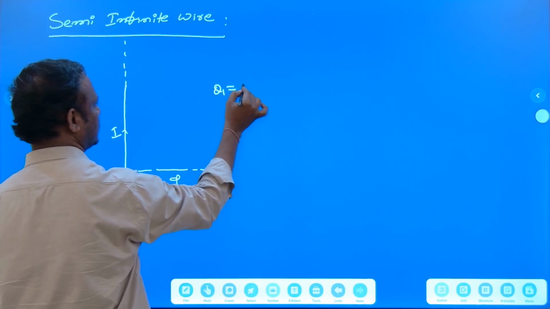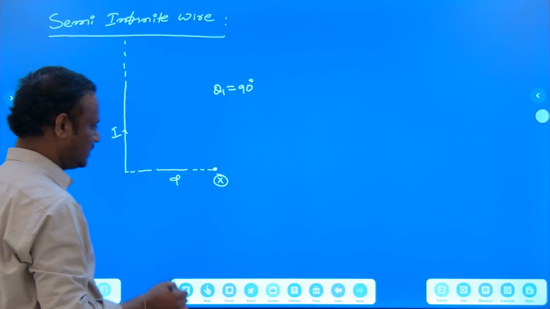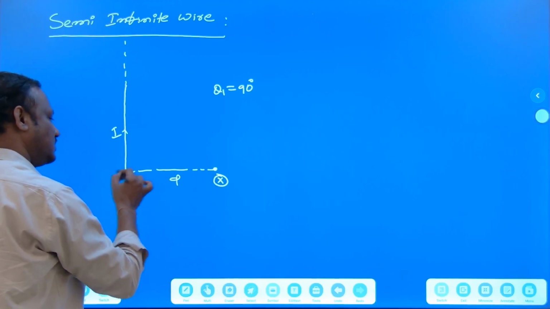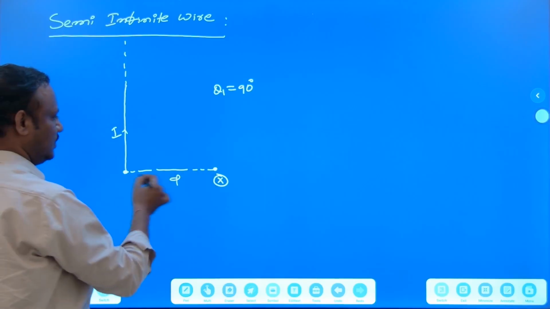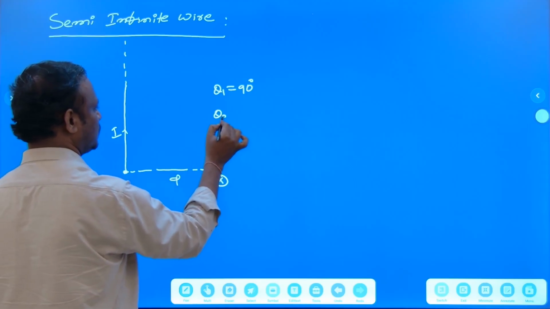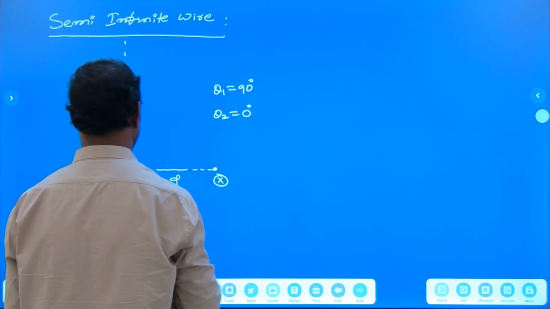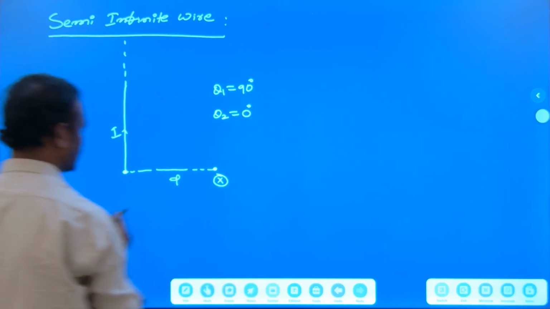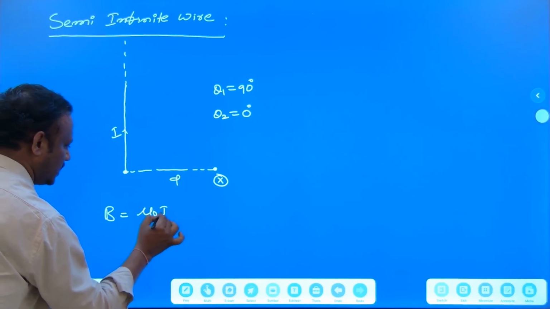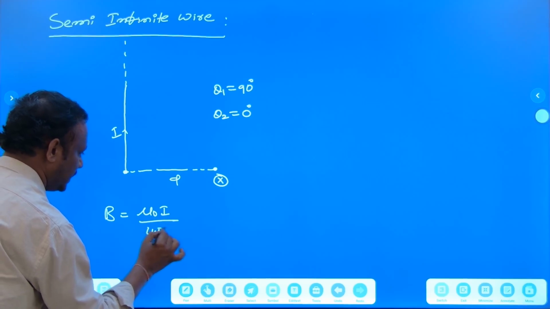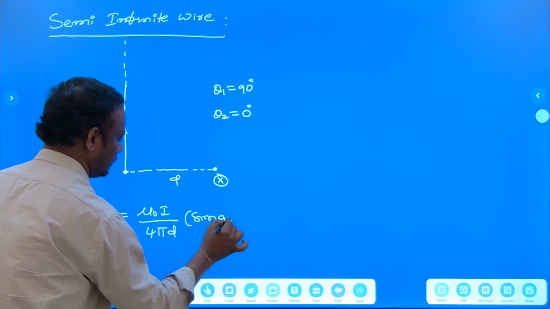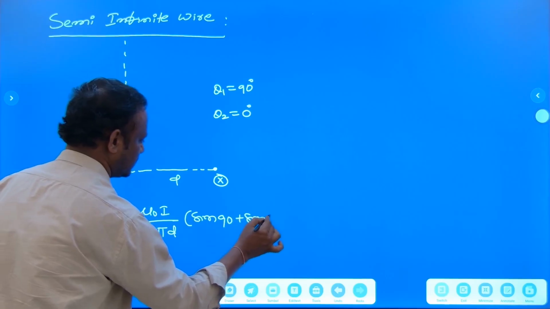Now you say, first one is that for the above one, theta 1 is equal to 90 degrees for infinite. For finite, this is the line joining from here to here with the perpendicular distance. So theta 2 is equal to 0 degrees. Then B is equal to, what is our general form? Mu naught I by 4 pi d times sin 90 plus sin 0.